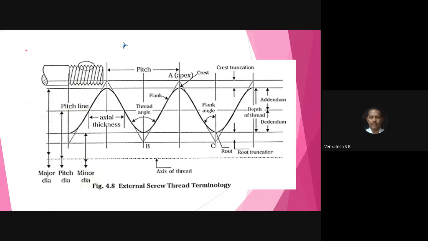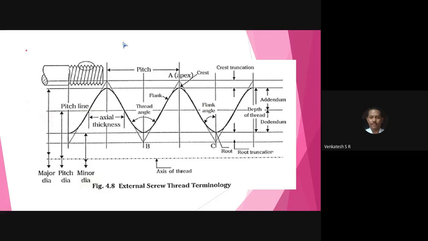How many types of threads are available? Say you have a bolt and nut. If you turn the nut in clockwise direction, then the nut advances, then it is called right hand thread. Suppose if you turn the nut in clockwise direction, and the nut is coming back, then it is called left hand thread. This type of thread is used in mixie jar.